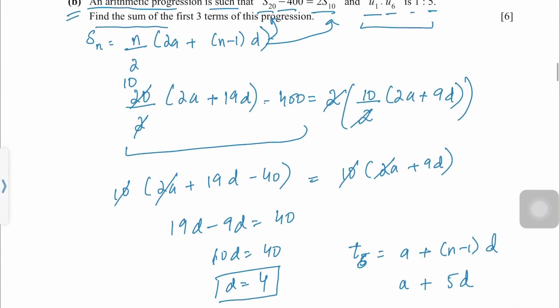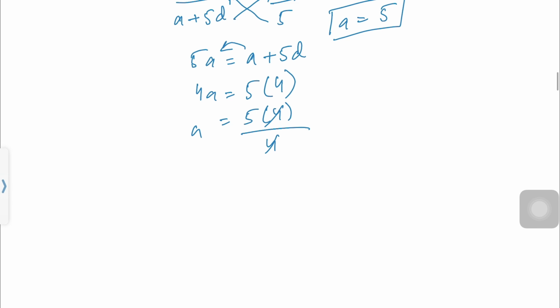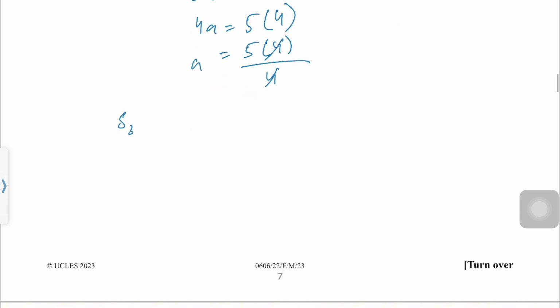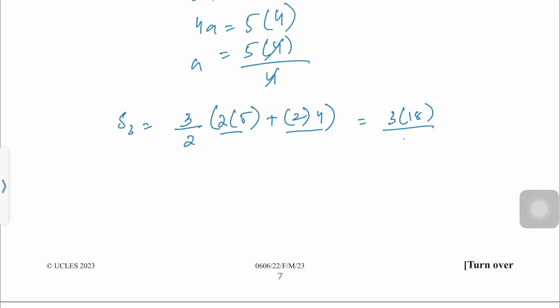Now we need to finally calculate the sum of first three terms of the progression. So for the sum of three terms would be 3 over 2 into 2 into A, which is given as 5, plus n minus 1, 3 minus 1 would be 2, and then D, that would be 4. So we'll get our final answer as 2 into 5 is 10, then 2 into 4 is 8, 10 and 8 would be 18, and divided by 2, we will be getting it as 27. So this is our final answer.